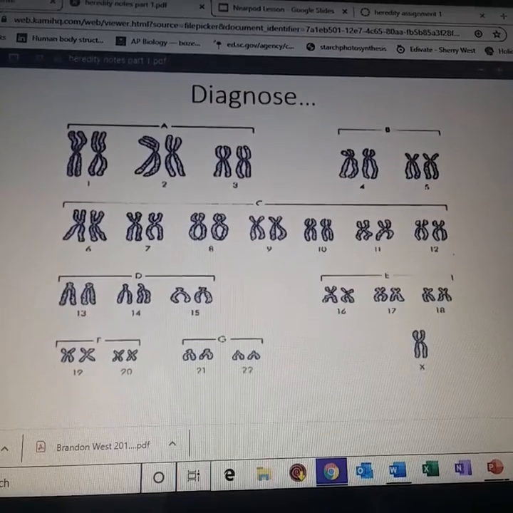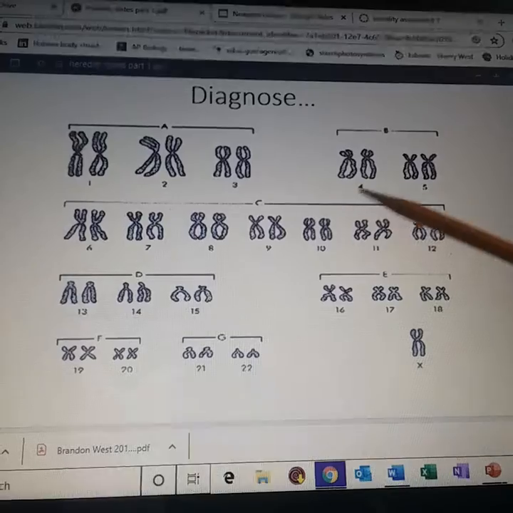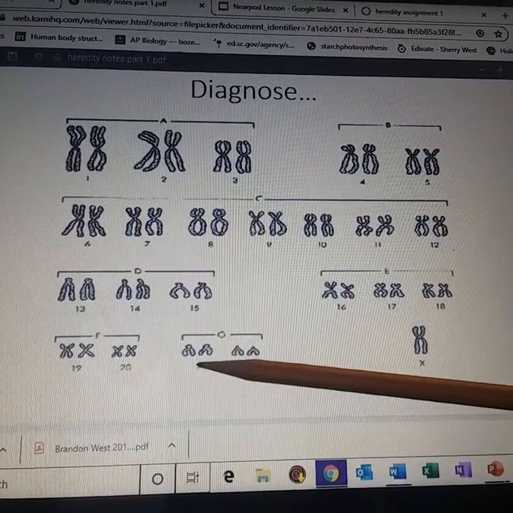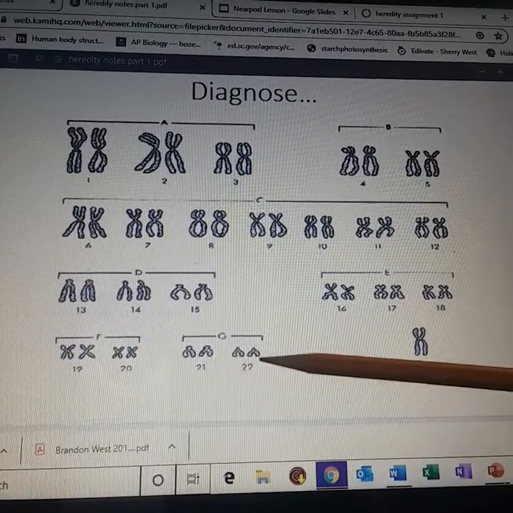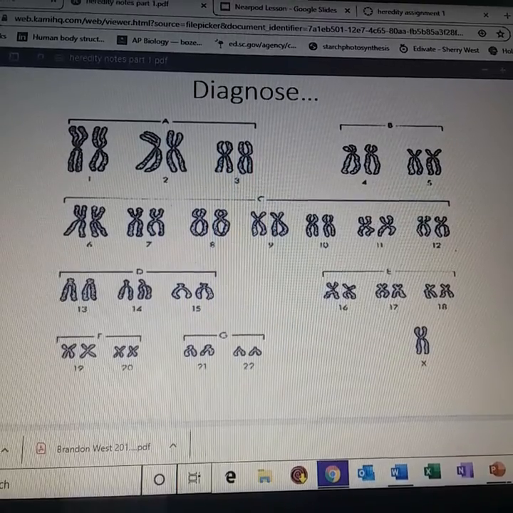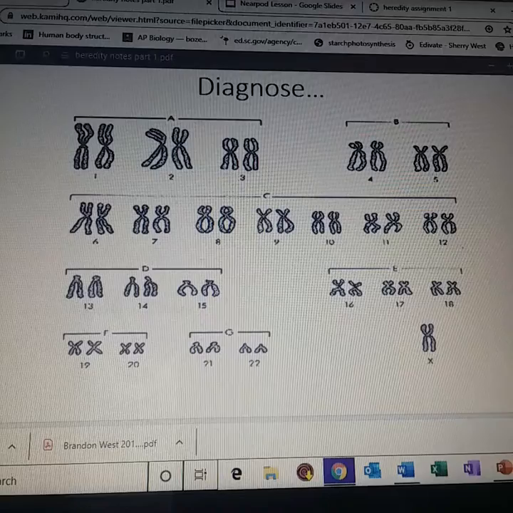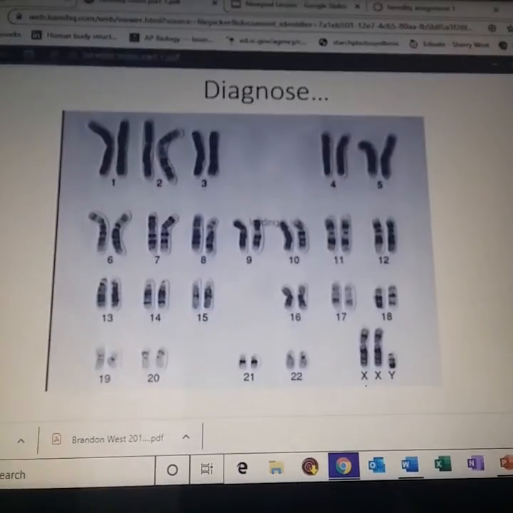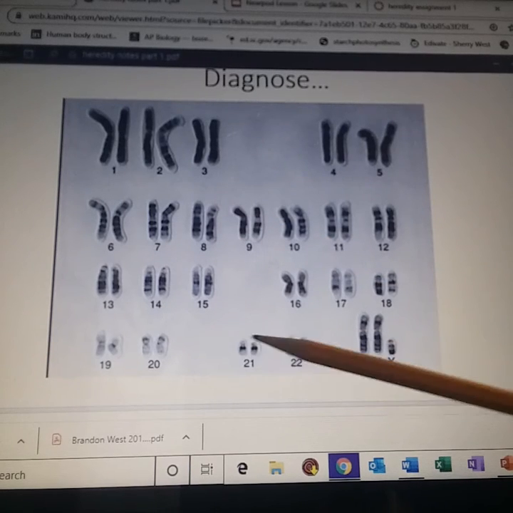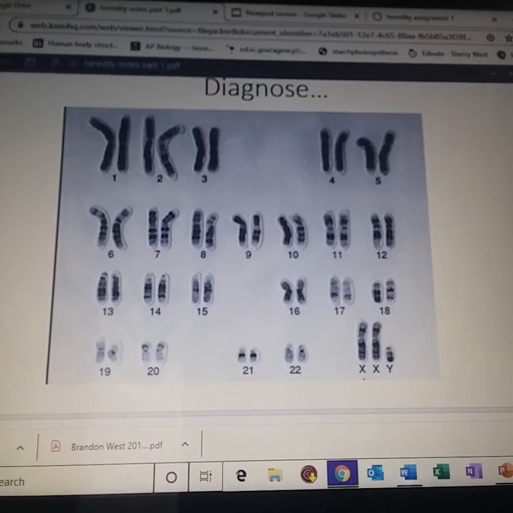Let's do some practice diagnosing some, just like you'll be doing. So you just look at all your pairs. 21 looks good, so can't be Down syndrome. I have X. Oh, nothing. X, nothing. Which one was that called? That's right. That would be Turner syndrome. Here's another one. Looks like all the body chromosomes are good. No problems here. Boom, we have an extra. What is this one called?